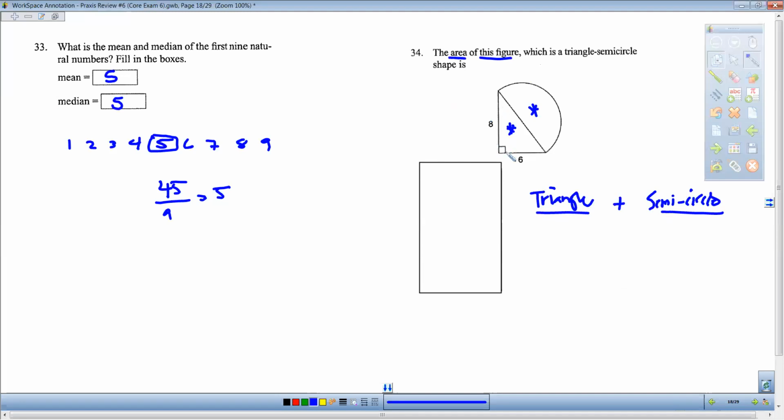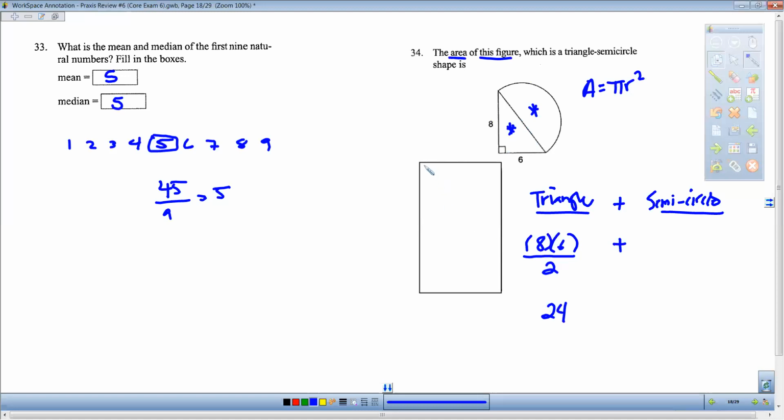So since it's a triangle, it's going to be 8 times 6, or length times width, and then we're going to take half of it. So the area of the triangle would be 24 units. Now the semicircle, we need to know the area of a circle, which is pi times the radius squared. Well, I need to know what this length is. The 24 only helps me with area.